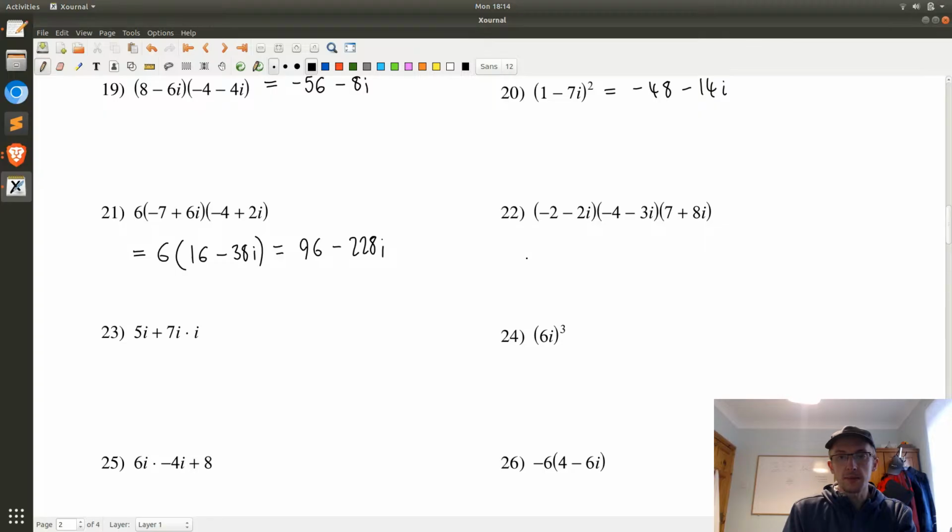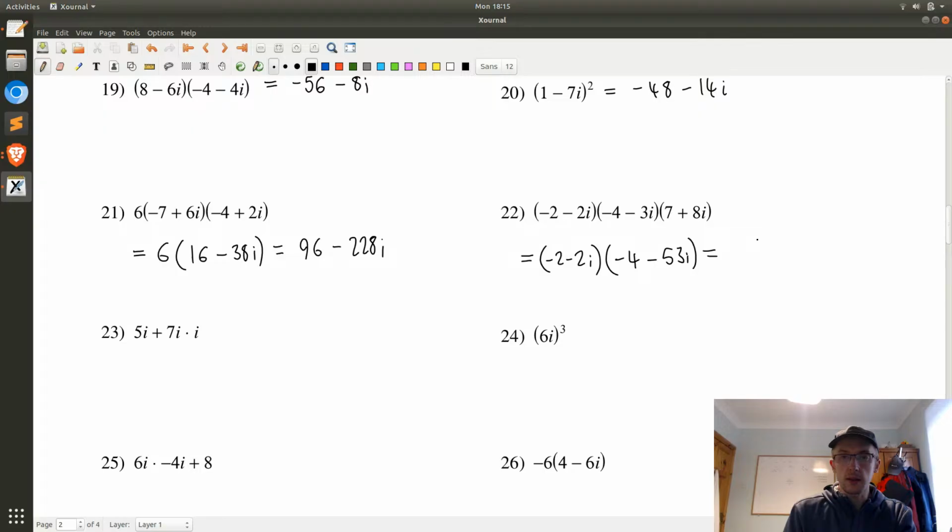3 complex numbers multiplied together. What to do? Some fancy algorithm? No. Just go from left to right. That's all. So I'll write -2 minus 2i like that. Figure out the product of the last two here. So the real part is -28, add 24, which is -4. And the imaginary part is -21, take 32, which is -53i, there, just like that.